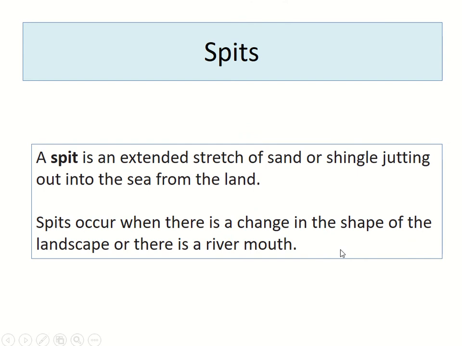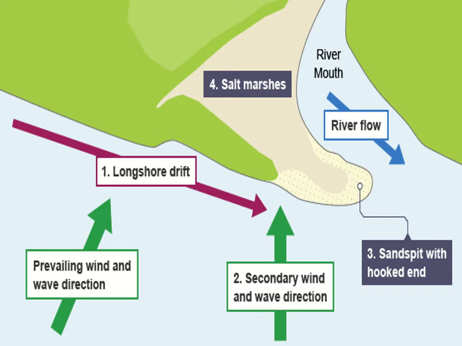And essentially, they tend to occur when there's a change in the shape of the landscape or there is a river mouth, and they both kind of cause their formation. But to really understand how these form, we'll look at a little diagram here. So let's start off with our first process.